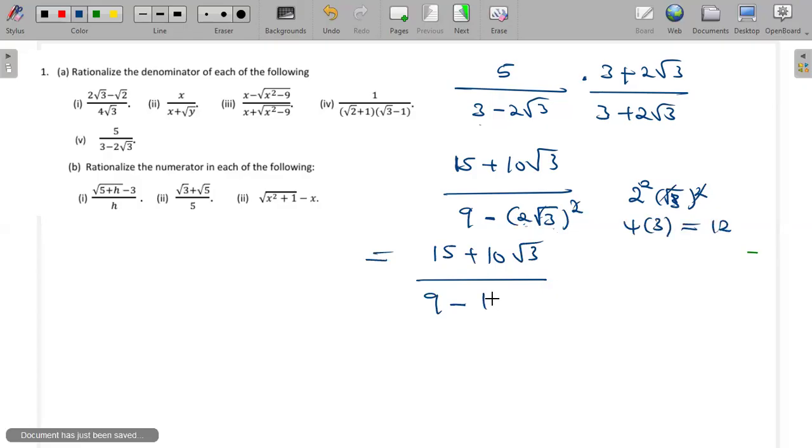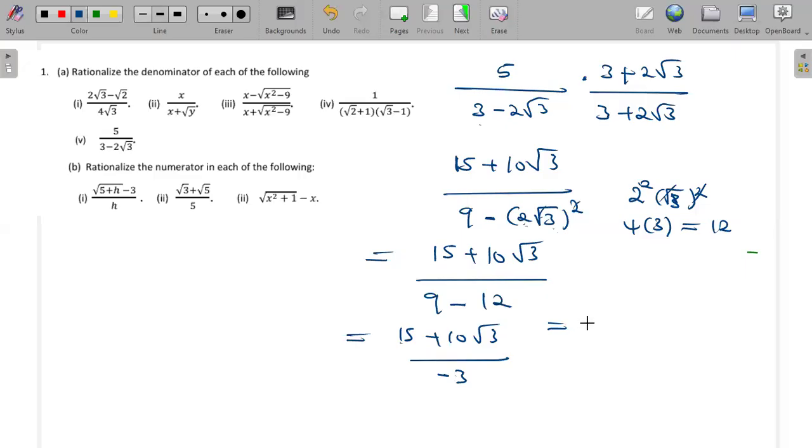So that would be 12 here. Then you have 15 plus 10 root 3, then over this here subtract, then you just get negative 3. And this negative 3 can divide into 15, that is going to be negative 5. And then here, that will just give us negative 10 over 3 root 3. You can write it like that.